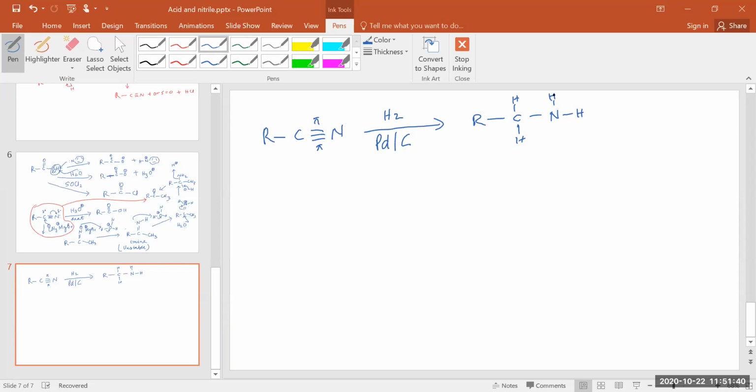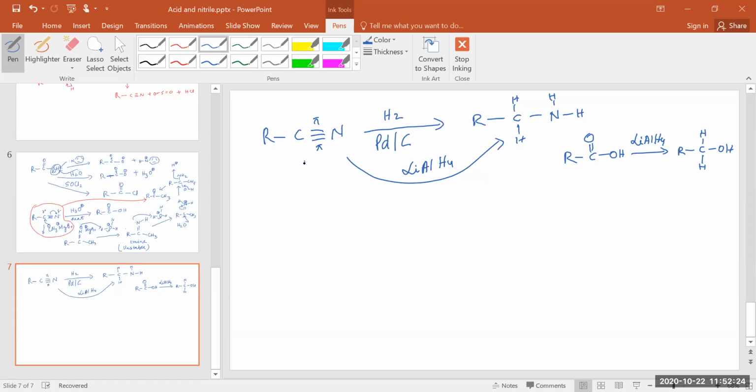Okay. Another reagent that can do this job is lithium aluminum hydride. By the way, I will remind you guys, carboxylic acid also can react with lithium aluminum hydride. We have done this reaction, and it was in the last test as well. What will it form? It will form a primary alcohol. So just don't forget this, because lithium aluminum hydride is a very strong reducing agent.